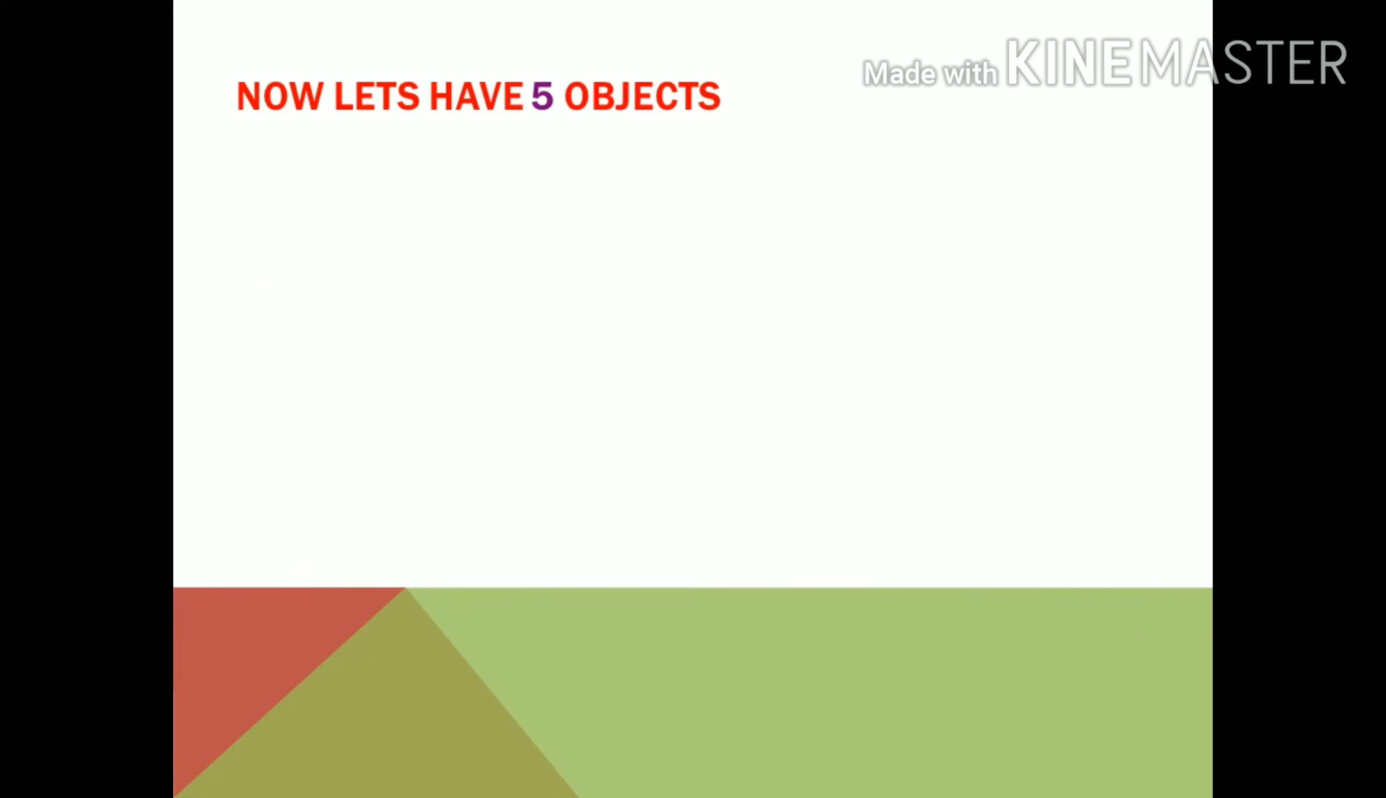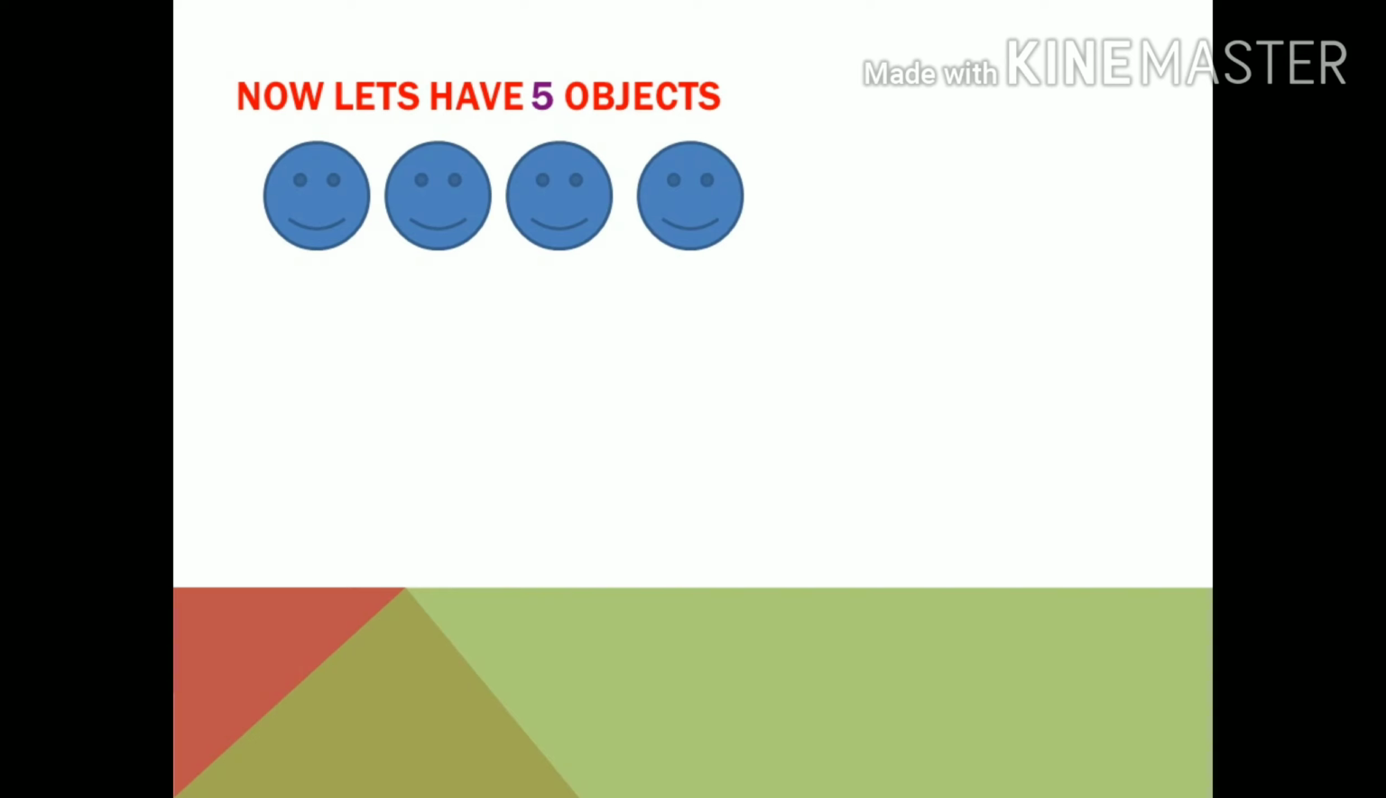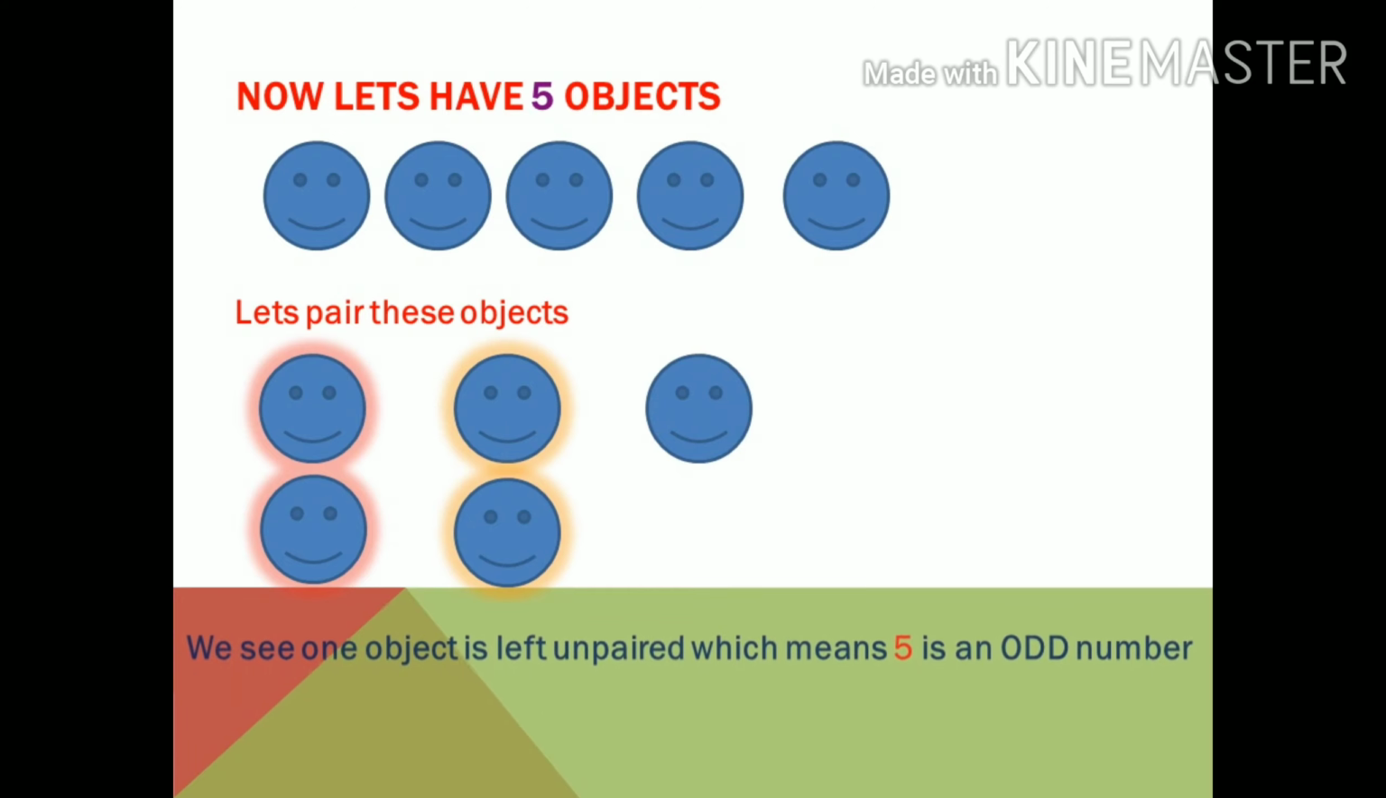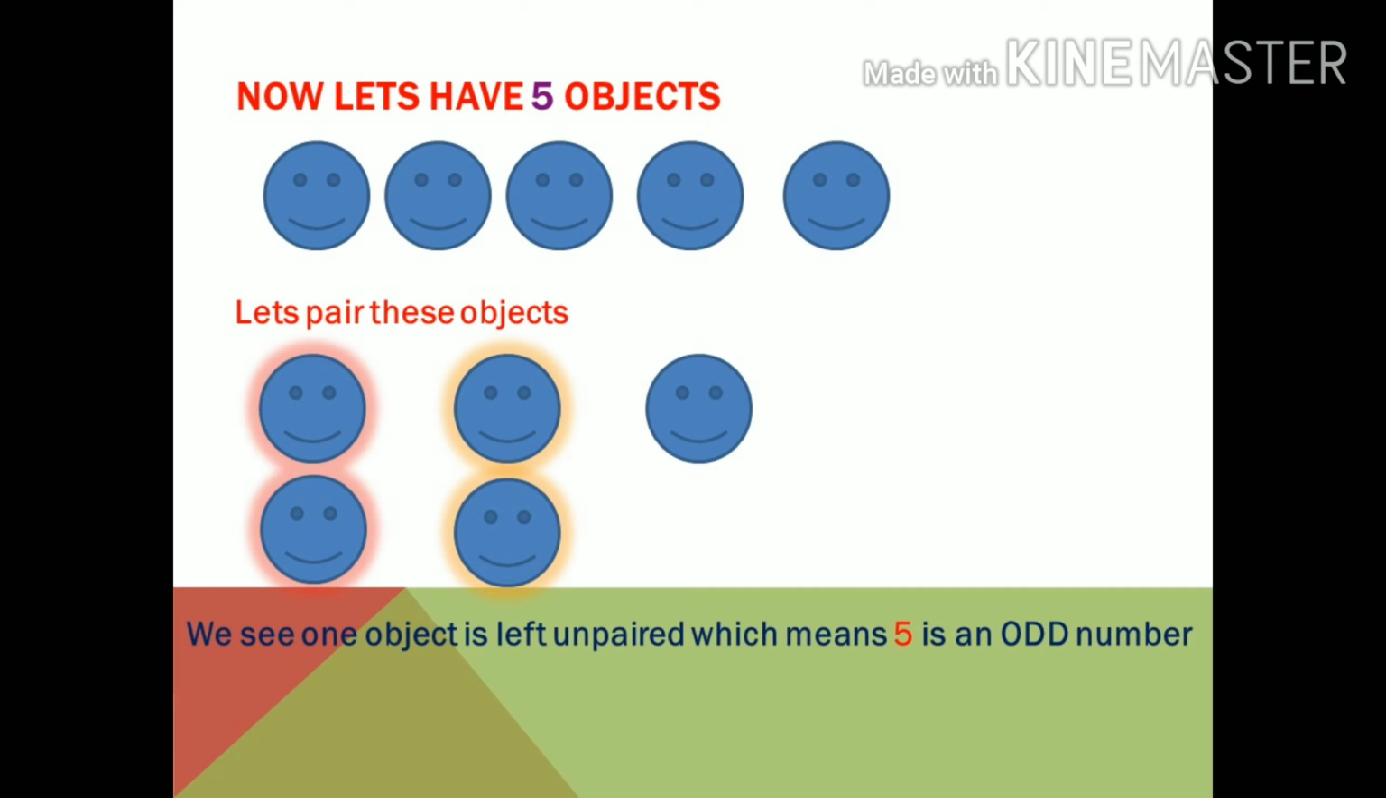Now let's have 5 objects: 1, 2, 3, 4, 5. Let's pair these objects. 1 pair, 2 pairs. Oh, this one is left alone. We see one object is left unpaired, which means 5 is an odd number.